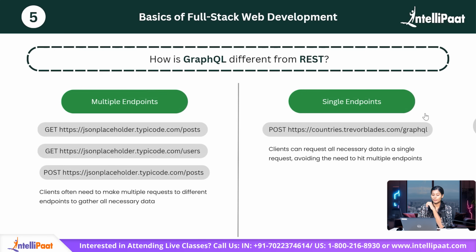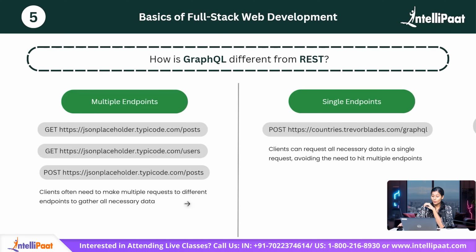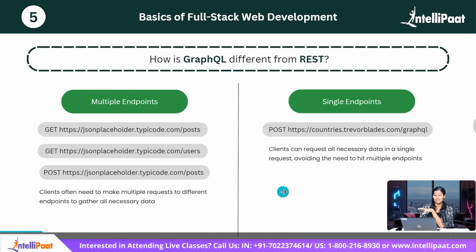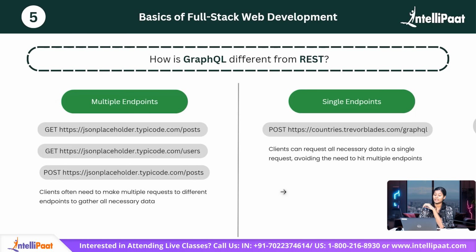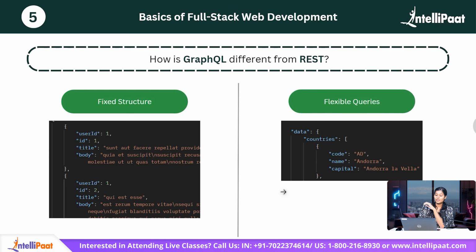Let's look at some more examples. You had multiple endpoints in the API that we used. We can use posts, we can use users, you can use posts as a POST request. Clients often need to make multiple requests to different endpoints to gather all the necessary data. With a single endpoint, clients can request all necessary data in a single request, avoiding the need to hit multiple endpoints. Next, you have a fixed structure in REST, but in GraphQL, it is much more flexible because you yourself can request the fields that you need.